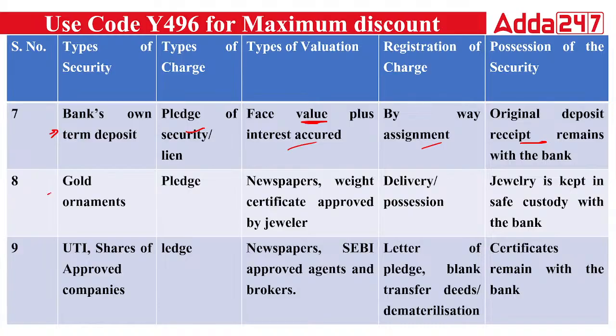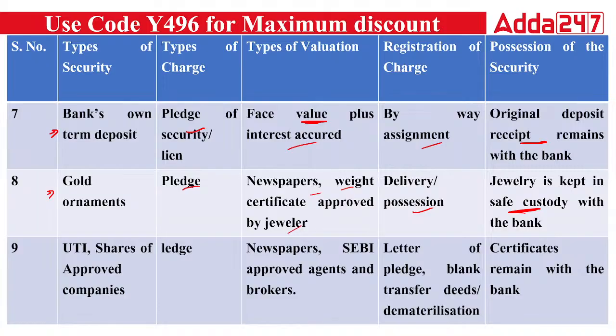Now the gold ornament is definitely pledge because the possession remains with the bank. Like newspaper rates and weight certificate approved by the jeweler will be used for calculating the valuation of the gold. Then registration of charge, delivery of possession will be counted here, and the jewelry is kept in safe custody with the bank. So as we discussed, the bank should have a proper store where all these gold ornaments or any other pledge securities will be stored.